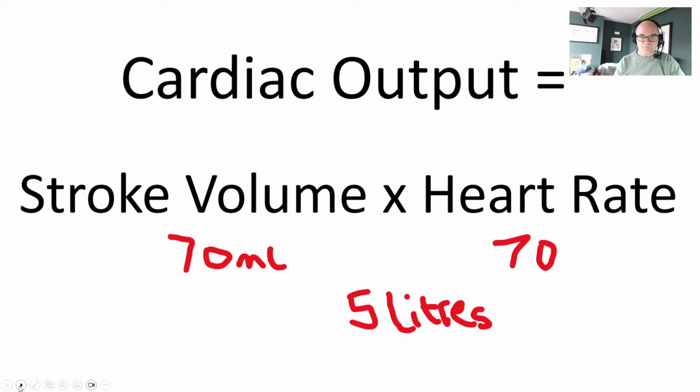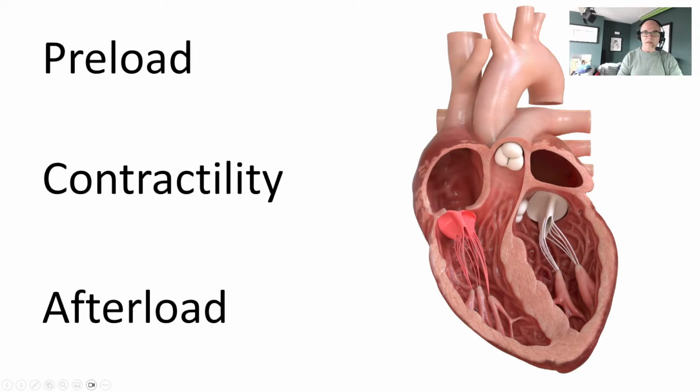And this is where we come to three really important terms when we talk about cardiac output. We're going to be talking about preload, contractility, and afterload. So these are the three key things that will affect the stroke volume, the amount of blood that is being ejected from the heart. So what is preload?